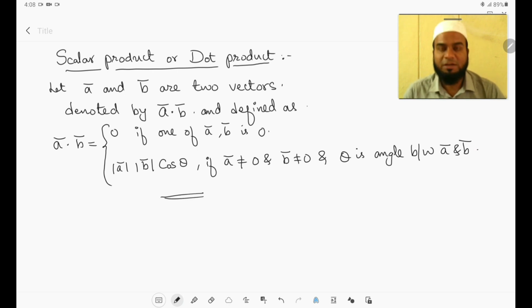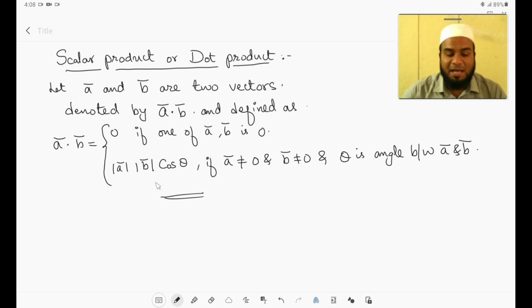How are we defining the dot product? If any of the vectors is 0, then the dot product a bar dot b bar is 0. Otherwise, the dot product is defined as mod a bar mod b bar into cos theta, where both a and b are not 0 and theta is the angle between a bar and b bar.